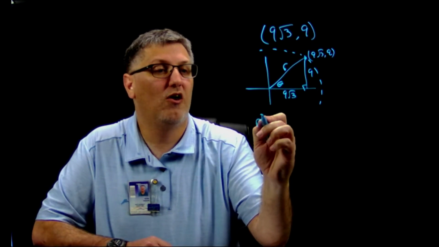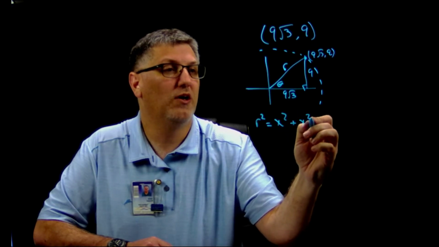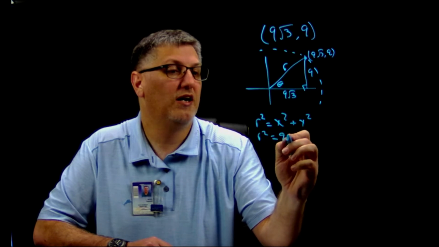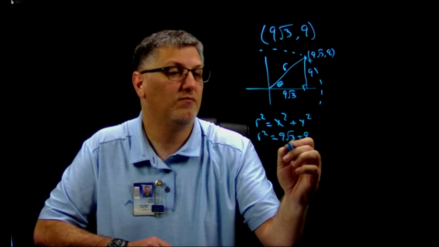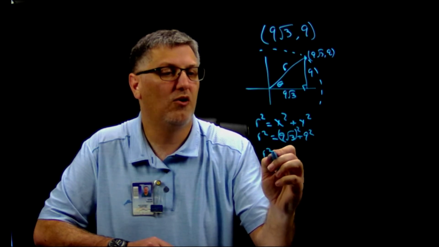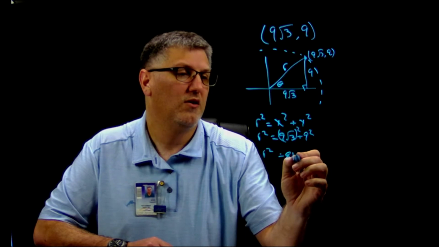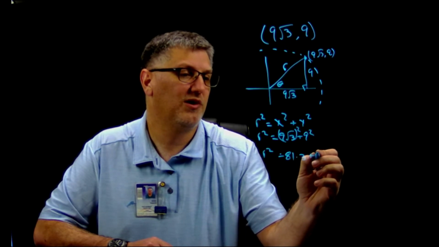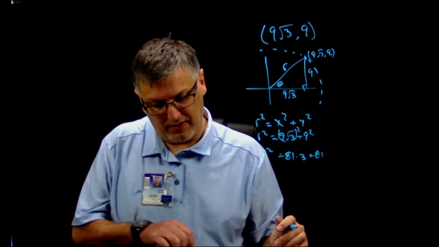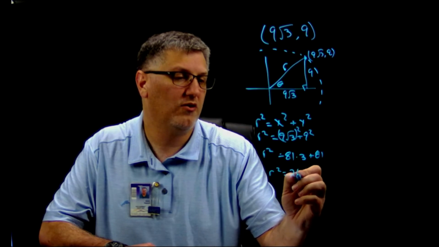I could say r squared equals my x squared plus my y squared. This gives me r squared equals 9 square root of 3 plus 9, and this is squared and squared. This is going to give me r squared equals 81 times 3 plus 81. What does that math come out to be? 261. R squared equals 261.